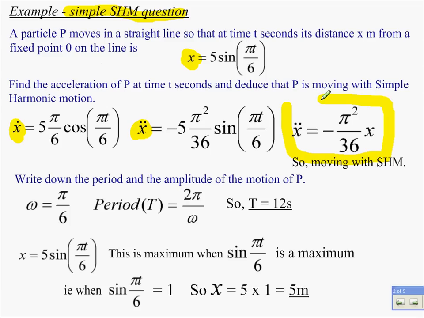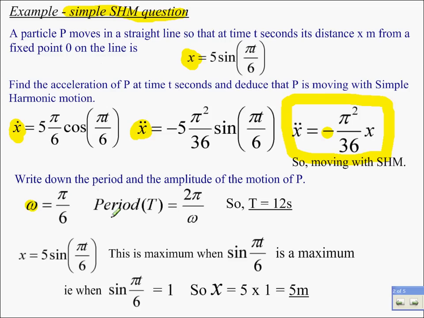Now that proves it's moving with simple harmonic motion, because the acceleration is equal to minus a constant times the displacement. Now the constant we called omega, and in the equation we call this omega squared. So if omega squared is pi squared over 36, omega itself is pi over 6.